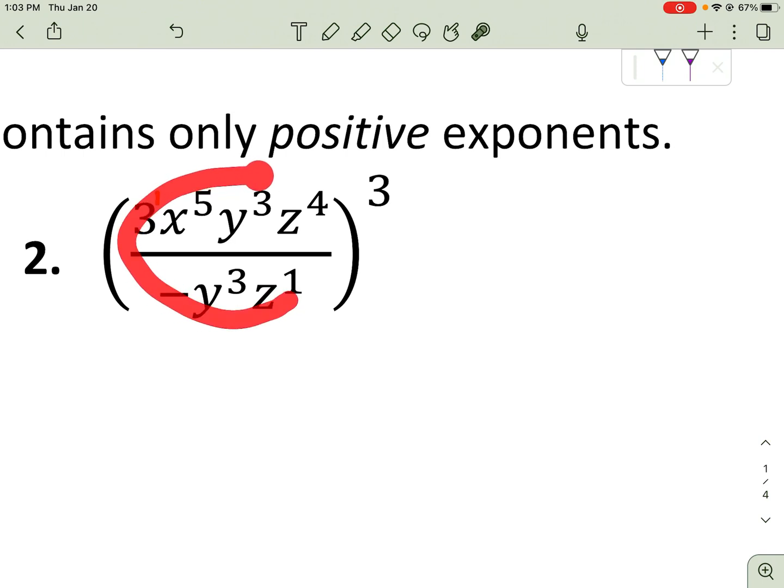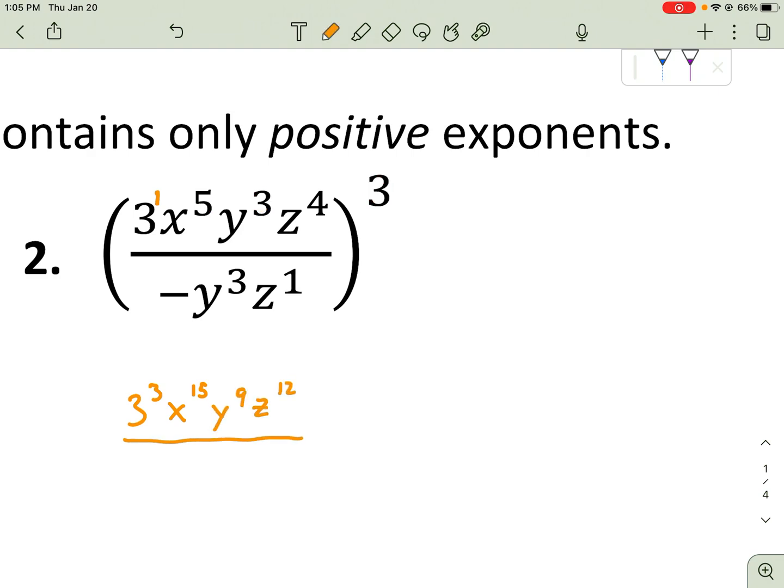You could simplify all of this stuff first and then take care of that 3 later. But I'm going to use the 3 first and get 3 cubed. When you raise a power to a power, you multiply the exponents, so it's 5 times 3. I'm going to do 3 times 3 for my y's. Z is 4 times 3, which is 12. And do the same thing on the bottom.